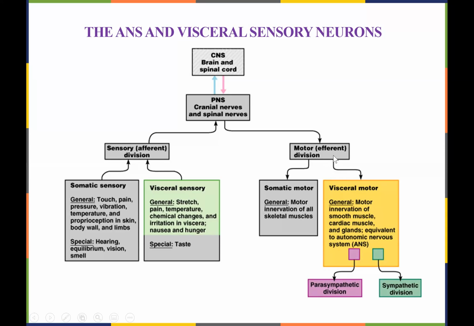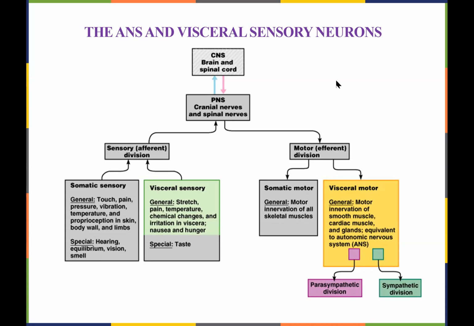Here you can see in the motor efferent division, we have the somatic motor. We covered this last semester. This is how the nerves from the skeletal muscles, this is how the muscles are controlled. That's why it's called somatic motor. Soma means body, skeletal muscles. And we also have visceral motor. So this is innervation of the viscera of your body. And this is where you have the autonomic nervous system.